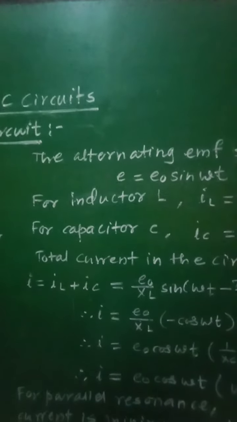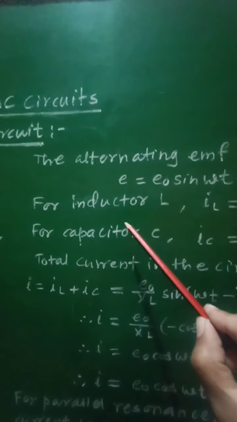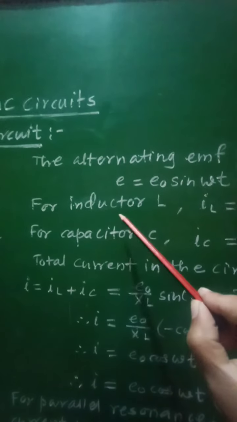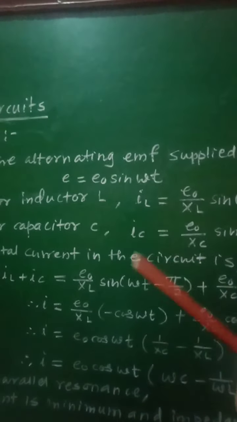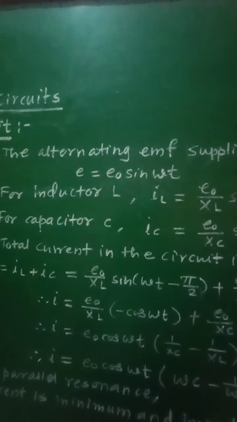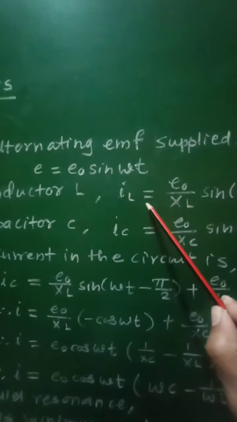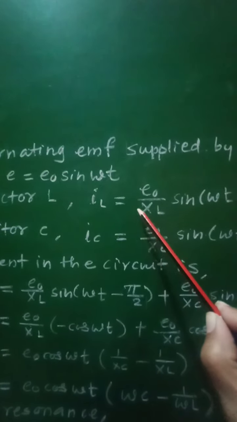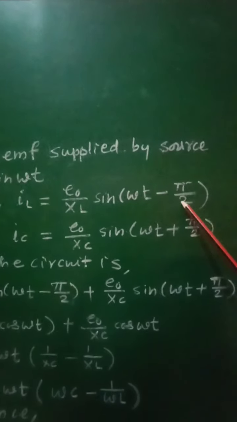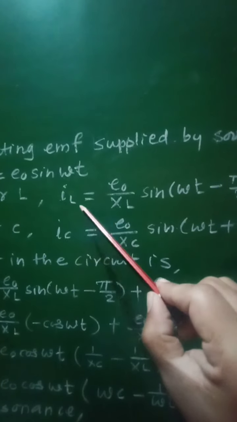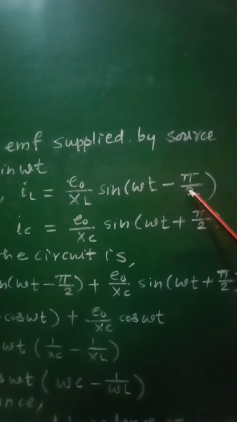Now, in case of this inductor L, the current lags behind the applied EMF E by a phase angle of pi by 2, and hence the instantaneous current through the inductor is given as IL equal to E0 upon XL sin omega t minus pi by 2.